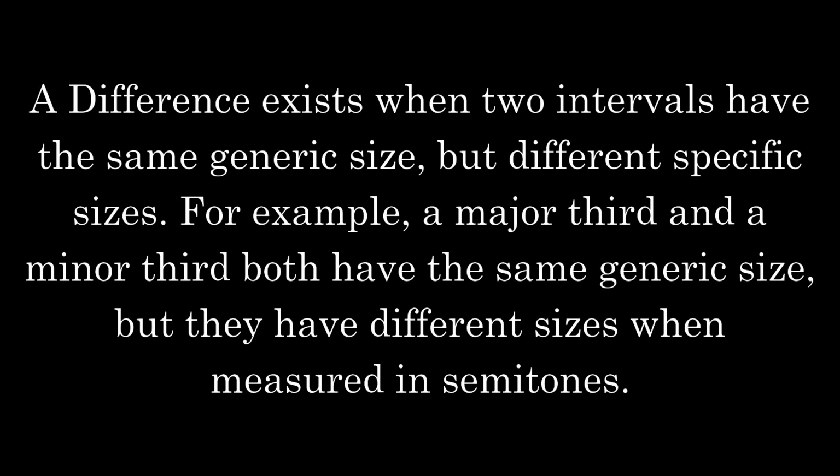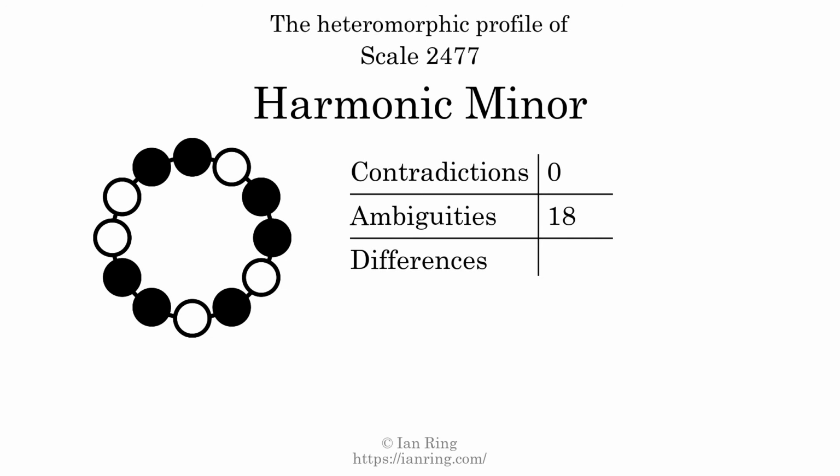A difference exists when 2 intervals have the same generic size, but different specific sizes. For example, a major third and a minor third both have the same generic size, but they have different sizes when measured in semitones. The number of differences in this scale is 82.